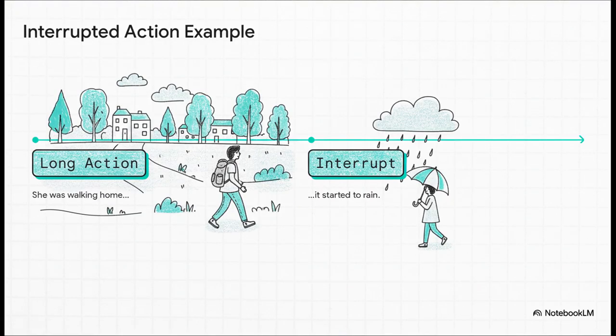This is a perfect visual for that. The long, ongoing action is she was walking home. And then the short interruption, it started to rain. The walking is the background scene, and the rain, well, that's the main event.